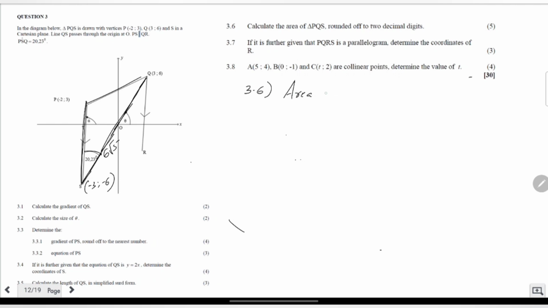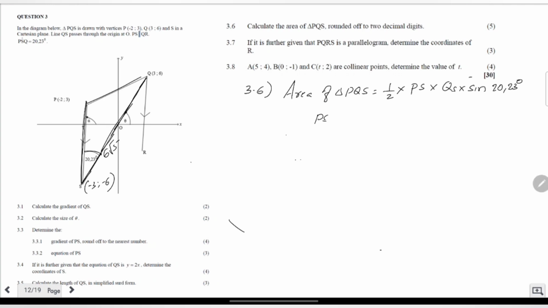Area of triangle PQS is equal to half times the length PS times the length QS times the sine of that included angle. What is that? 20.23. This is how it is. Very simple. The only thing that we need to find is PS. Then it's just a matter of substitution. So let me find PS first.